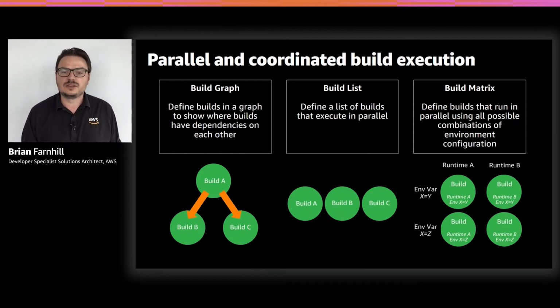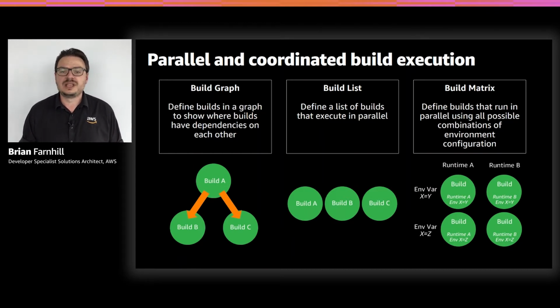The first one is a build graph. So this is around defining a graph of my builds where there are dependencies between specific builds. So looking at the visual beneath that, you can see that what will happen if I define a graph like this is build A will execute first, and then build B and build C will both execute after that. So there's a dependency between builds B and C and the first build A there. So I don't need to orchestrate that and say, wait for build A to finish. CodeBuild will handle that for me.